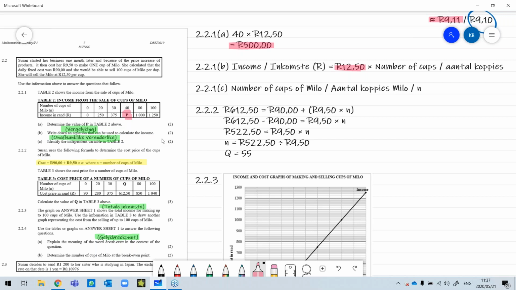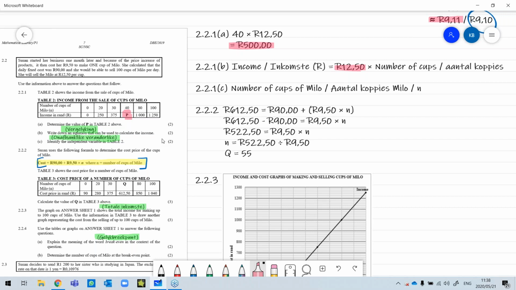Question 2.2.2. Susan uses the following formula to determine the cost of the cups of Milo. They give you here the formula. The cost equals 90 Rand plus R9.50 multiplied by N, where N is the number of cups of Milo. Then table 3 shows the cost price for a number of cups of Milo. Question 2.2.2 then asks us to calculate the value of Q in the table above.